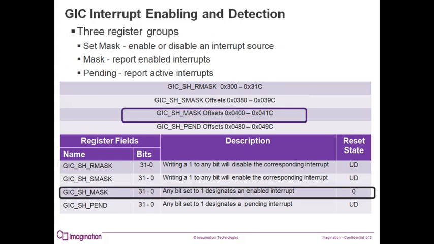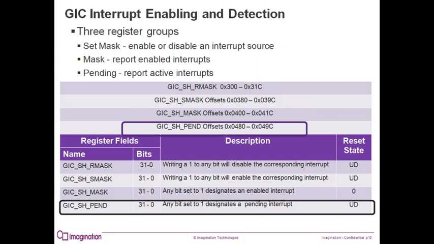To check to see if an interrupt source is enabled or disabled, you read the mask register. Any set bits indicate that the corresponding interrupt is enabled. To check to see which interrupts are active, you read the pending register. Any bits that are set indicate the corresponding interrupt is active and waiting to be processed.